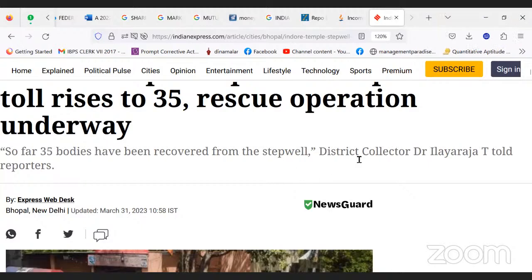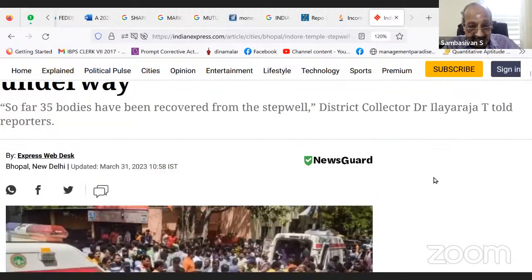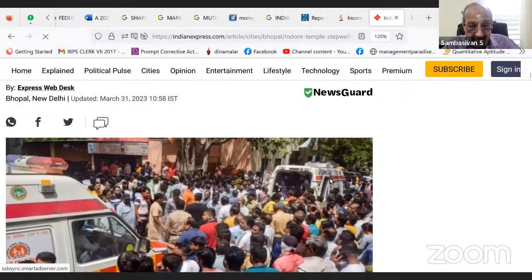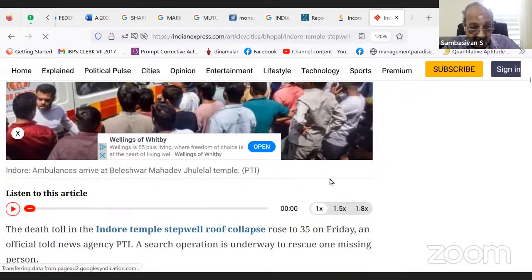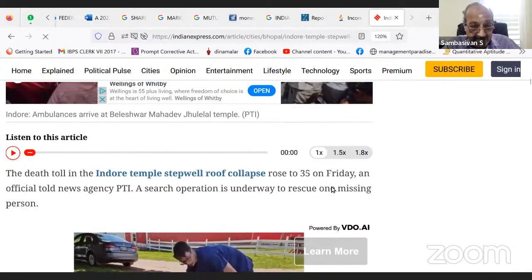The district collector's name is Dr. Ilayaraja. It is easy to remember. That's the famous cine film music director. Dr. Ilayaraja. So where did this happen?